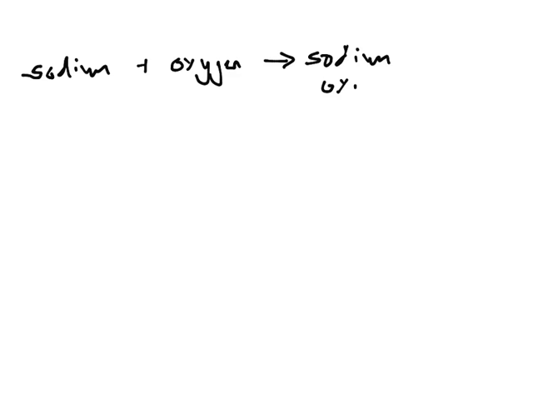Let's look at sodium plus oxygen. This looks nice and easy because you produce sodium oxide. So we've got sodium as being Na, oxygen as being O, and sodium oxide, from your valency table, we should remember is Na2O.